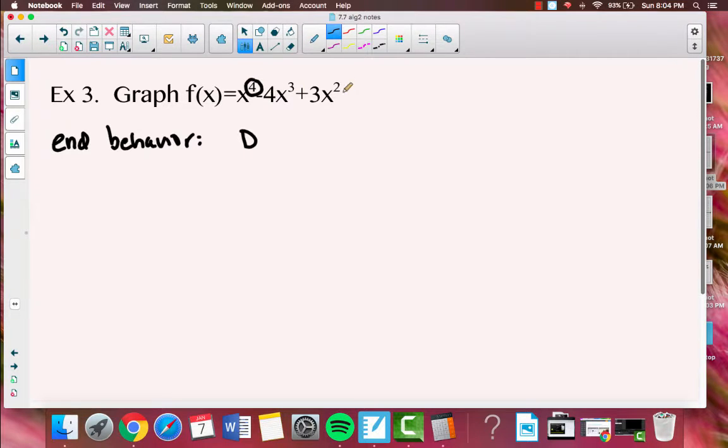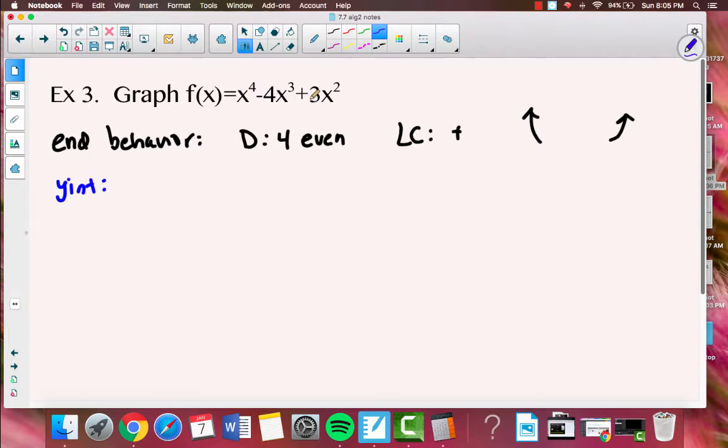Remember, we don't have to count when it's not factored. So the degree is 4, so it's even. And then our leading coefficient is the number in front, which is a 1, and it's positive. So here we have a polynomial whose end behavior is going to go up in both directions. Then we need to find the y-intercept, so we'll do that next.